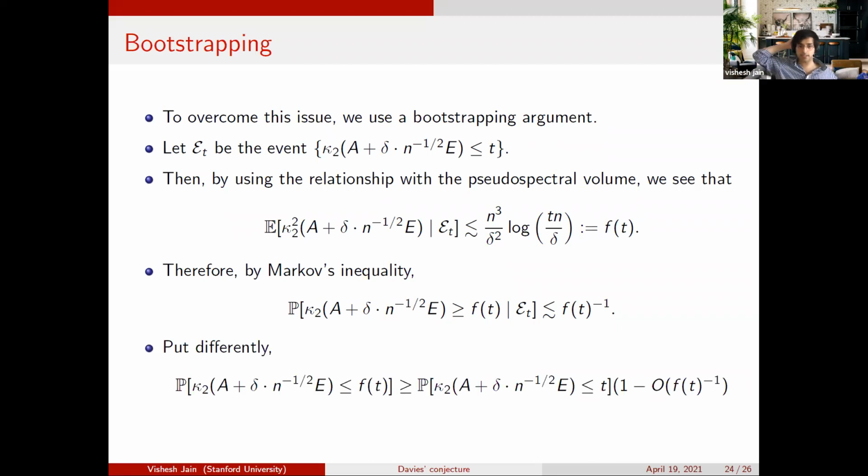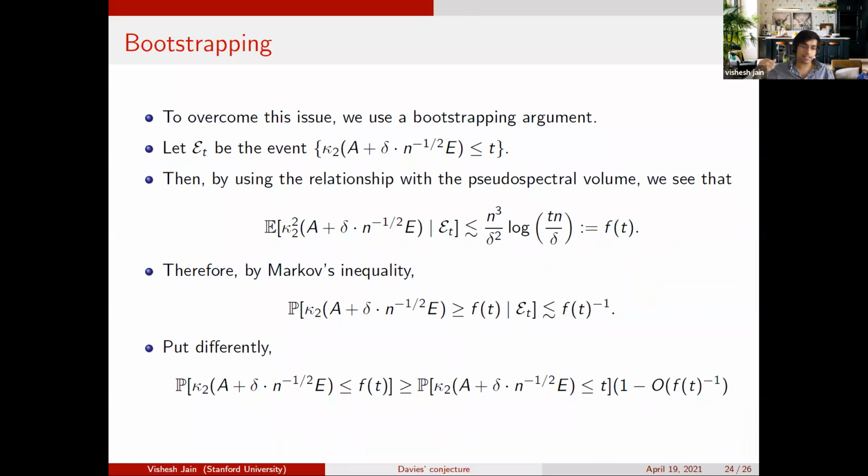Another way to put this is, if you have any estimate on the probability that kappa 2 is less than or equal to t, you can get an estimate on the probability that kappa 2 is less than or equal to f(t), where f(t) you should think of as log t, and you lose a factor of 1 minus 1 over log t in the probability. So if this guy has probability 99%, then this guy is 99% times 1 minus 1 over log t.